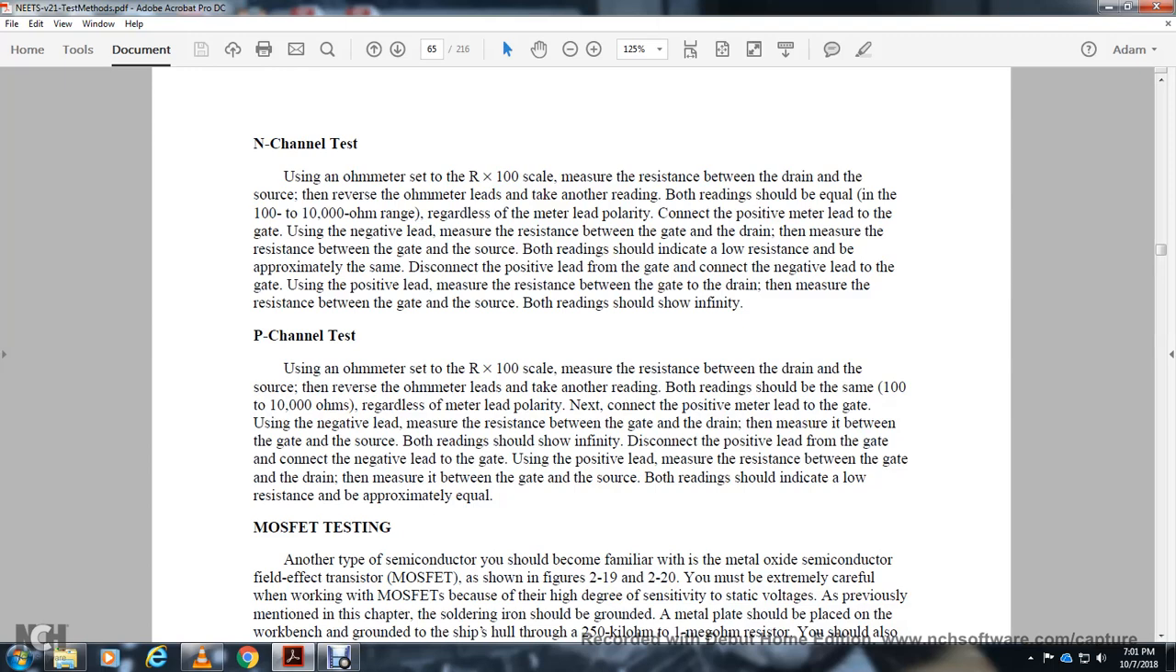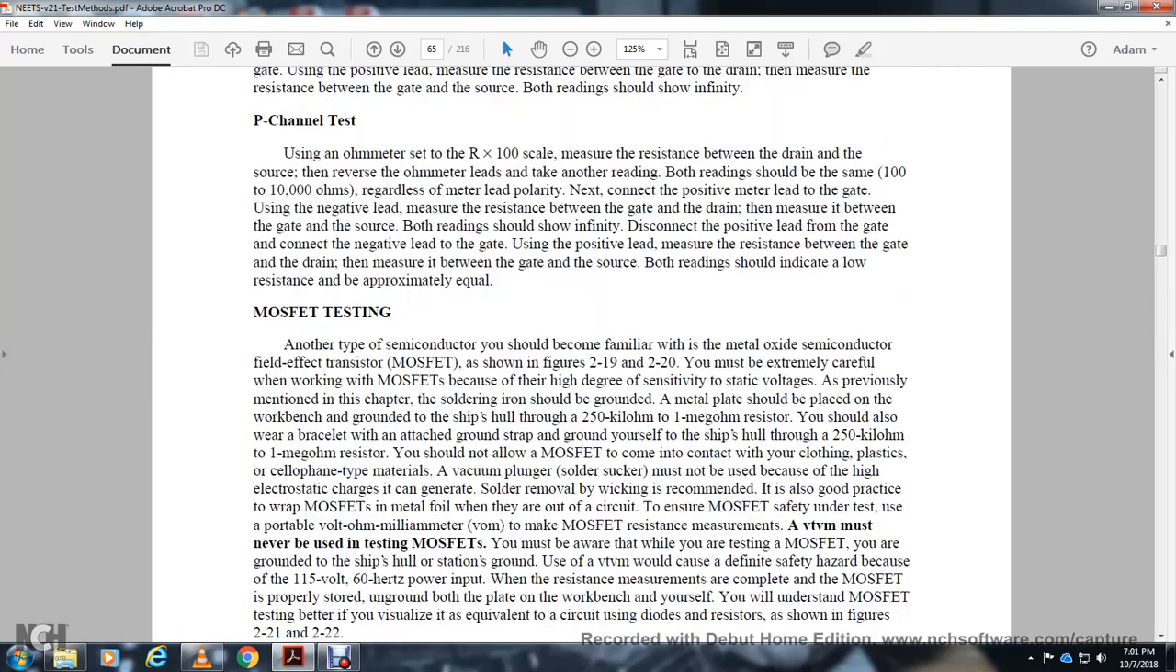Next, connect the positive meter lead to the gate, and then use the negative lead to measure the resistance between the gate and the drain, and between the gate and the source. Both readings should be infinity. Disconnect the positive lead from the gate and connect the negative lead to the gate. Using the positive lead, measure the resistance between the gate and the drain, and between the gate and the source. Both readings should indicate low resistance, approximately equal.